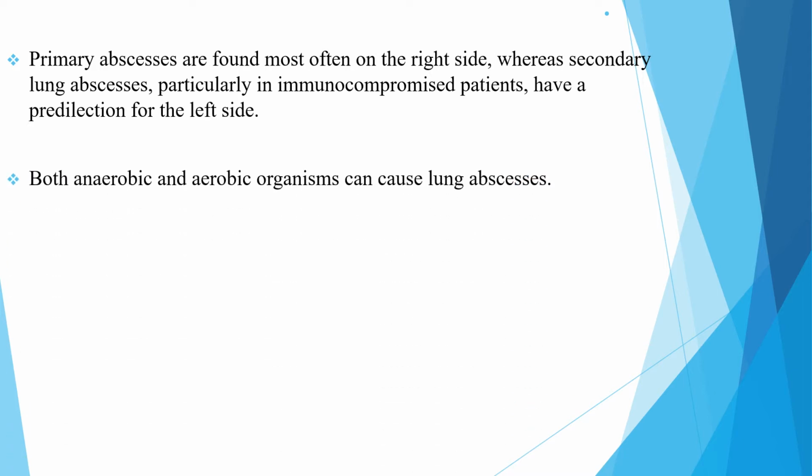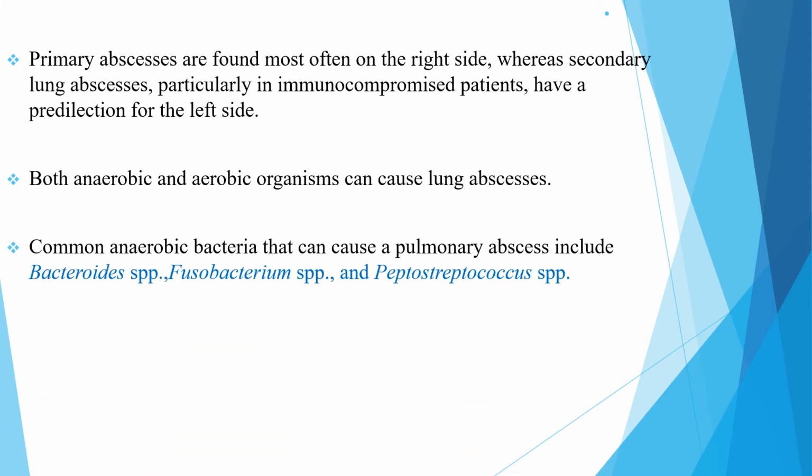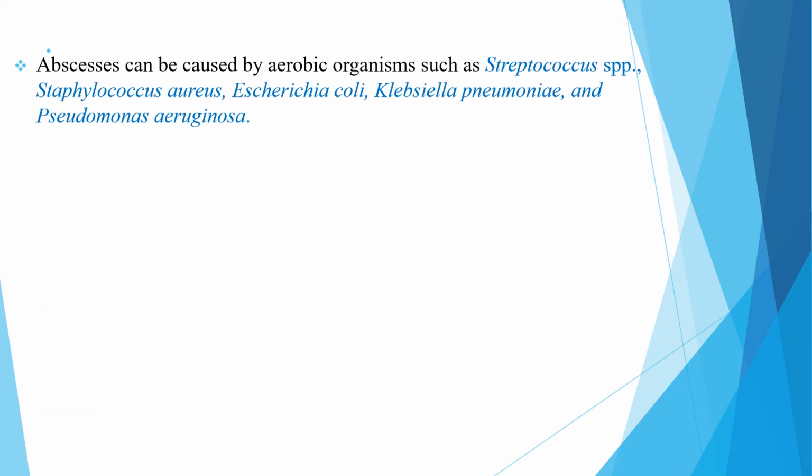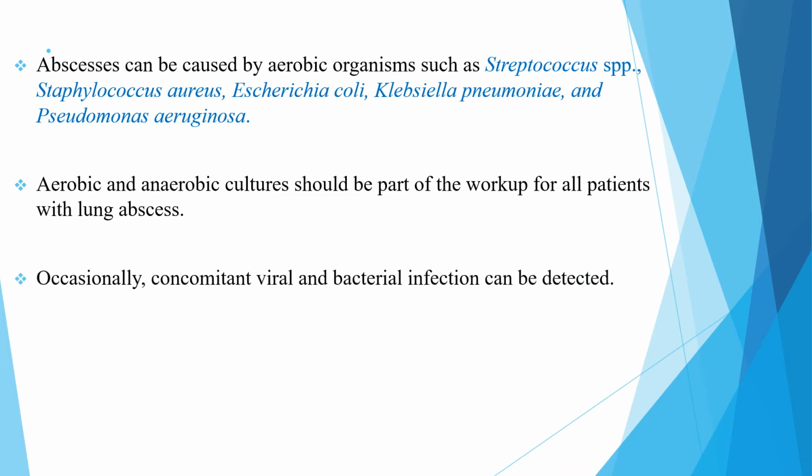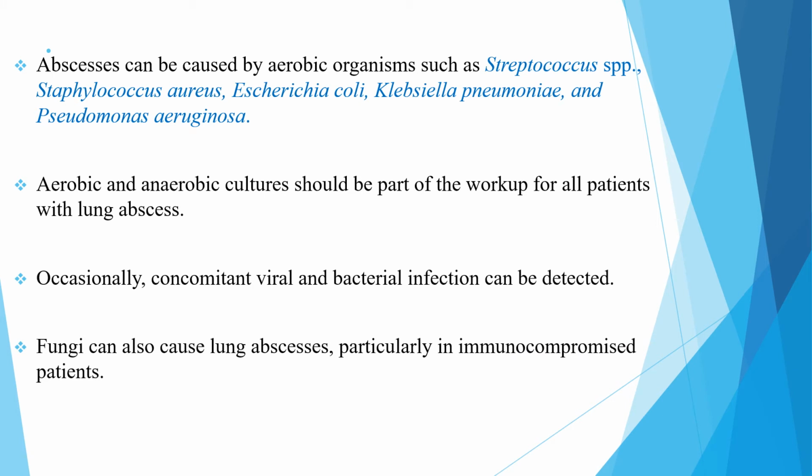Both anaerobic and aerobic organisms can cause lung abscess. From the anaerobic bacteria that cause pulmonary abscess, the most common ones are Bacteroides, Fusobacterium species, and Peptostreptococcus species. Abscess can be caused by aerobic organisms such as Streptococcus species, Staphylococcus, E. coli, Klebsiella pneumoniae, and Pseudomonas aeruginosa. Aerobic and anaerobic culture should be part of the workup for all patients with lung abscess. Occasionally, concomitant viral and bacterial infection can be detected. Fungus can also cause lung abscess, particularly in immunocompromised patients, but this is less common than bacterial.